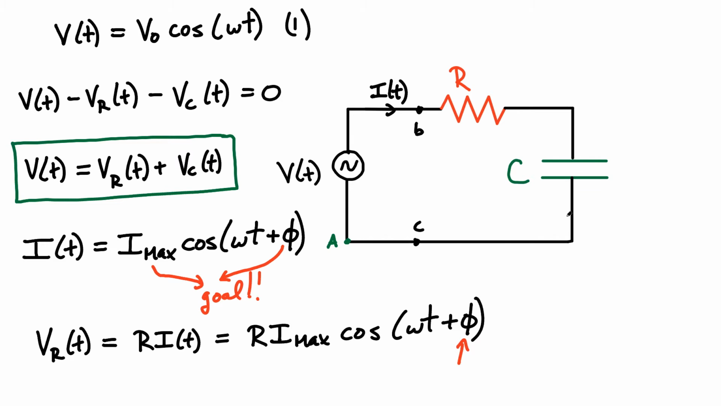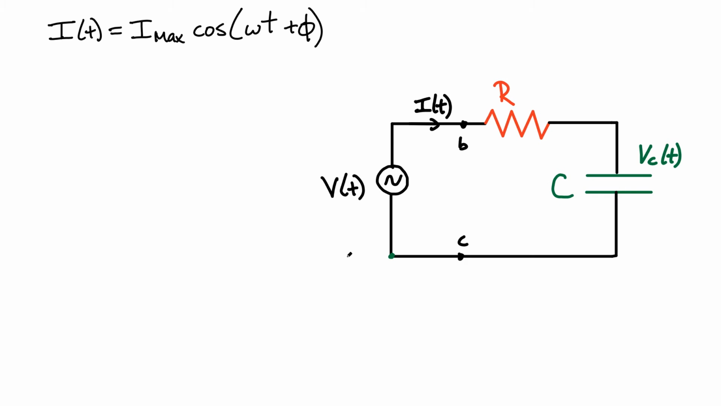Okay, for the voltage now across the capacitor, let's see how we can obtain an expression for that. All right, so our goal now is to find the expression for the voltage across the capacitor as a function of time, given that we've assumed that the current kind of looks like this. The first thing we have to remember is that the charge on the plates is proportional to the voltage.